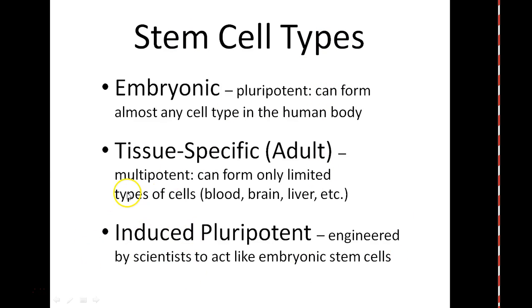And of course, the 3rd category is very interesting. Those are induced pluripotent. They are engineered by scientists, and they can act like embryonic stem cells. So they are created by taking adult cells and reverting them back to the pluripotent state. And we'll talk about the process of creation of induced pluripotent stem cells.